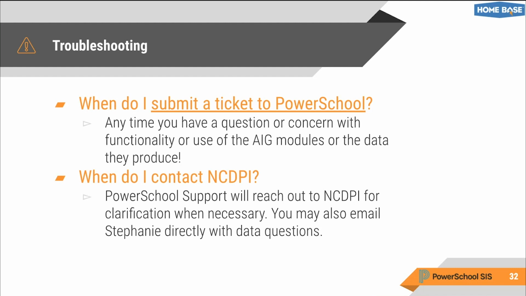And we have it in the speaker notes of this slide deck, but to do that, your coordinator would go to help.powerschool.com. Or there's also a dedicated North Carolina PowerSchool support line at 1-855-339-4790.